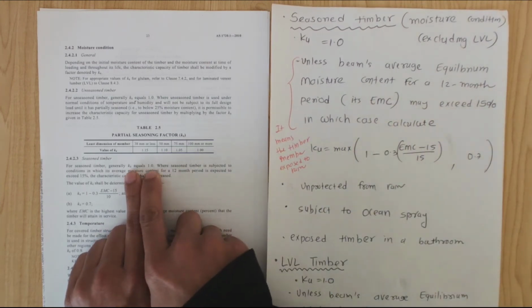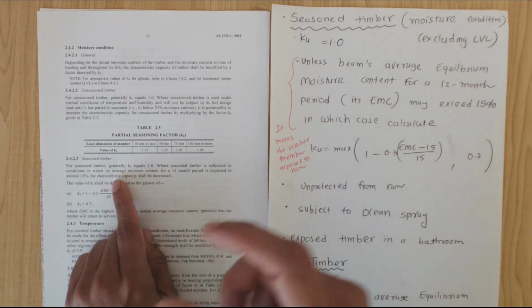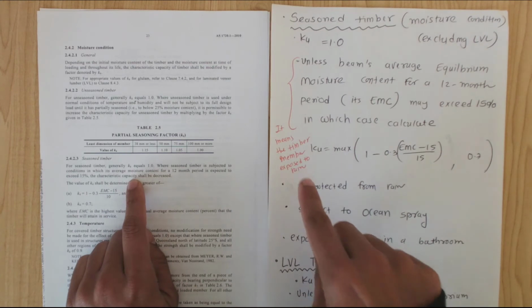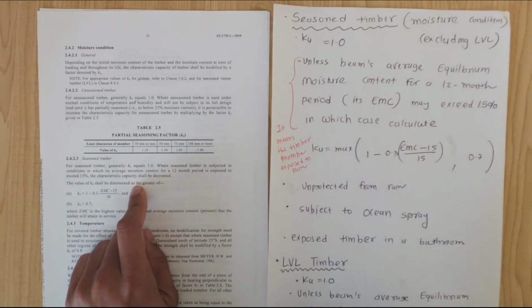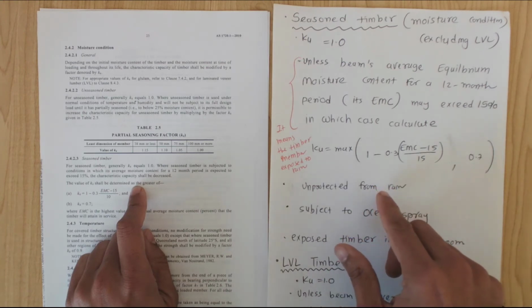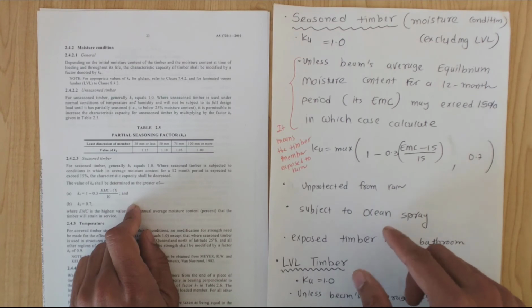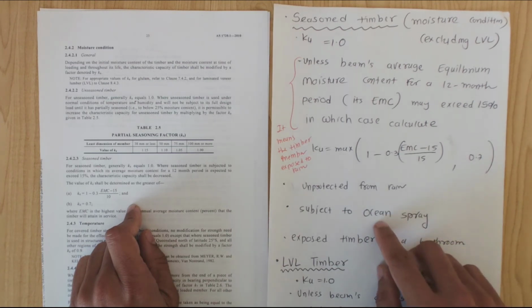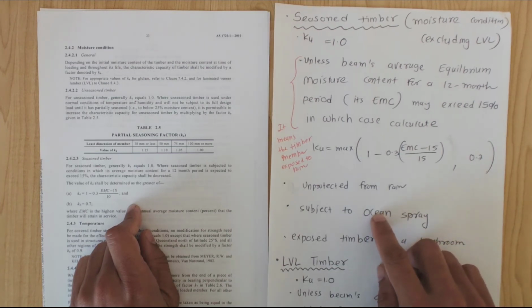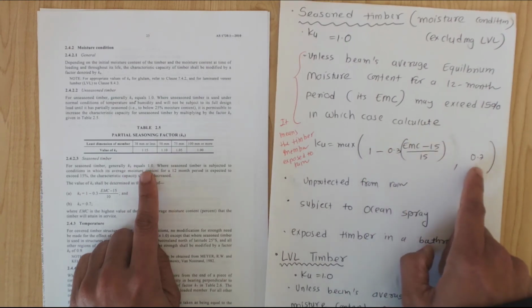You can take 1, but if your seasoned timber is exposed to unprotected rain, let's say you have a beam sitting outside of the house and it is exposed to the rain, then you need to use a K4 value between these two. If it is subjected to ocean, so if you have a beach house with timber members in front of that ocean, then you will have a high moisture content coming from the ocean. So you need to use the maximum of these values, up to 0.7.